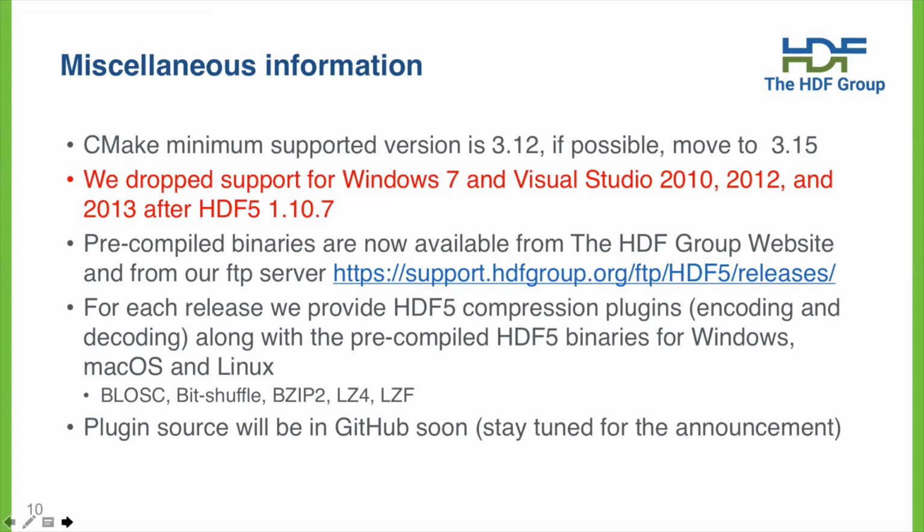There is a permanent location where you can go and download. It's also available through our website, and we encourage you to upload it from websites so we know who is using it and so on. But if you need it, those are available through anonymous FTP. And with each release, we provide HDF5 compression plugins, and those are listed on the slide, for Windows, macOS, and Linux. And we will be updating that repository with more filters. And plugin source will be on GitHub very soon, so stay tuned for a future announcement, and I will touch the topic a little bit later in my talk.